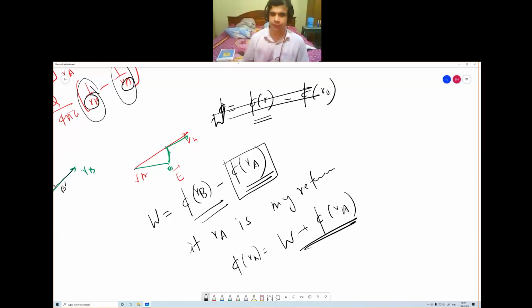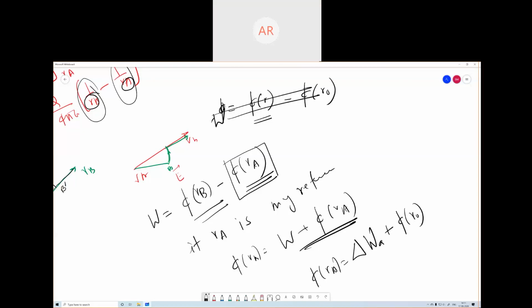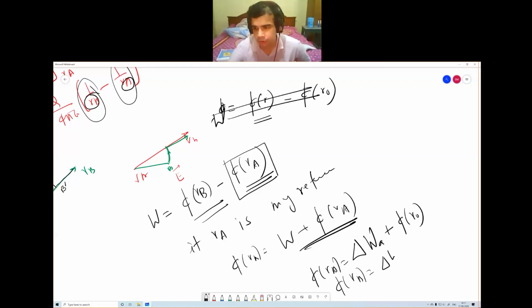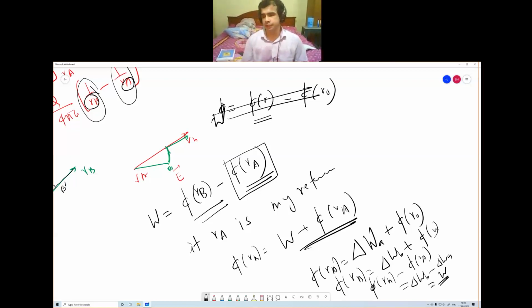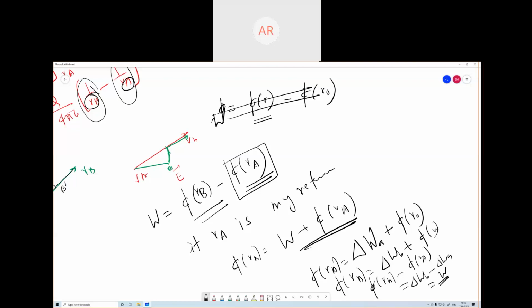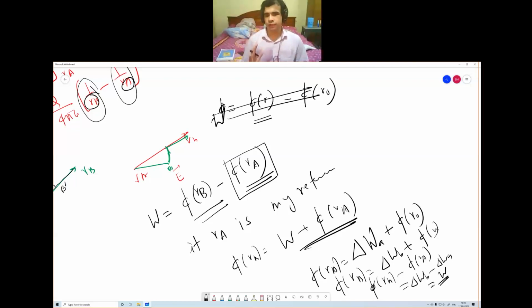Usually we take the reference point as R0, something at infinity. So phi RA is delta WA plus phi R0. Phi RB is delta WB plus phi R0. So what is phi RB minus phi RA? It is simply delta WB minus delta WA. So work done is simply this change. This is the potential. So work done is simply the potential difference between the two points.